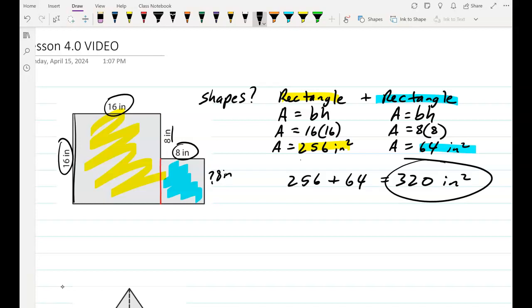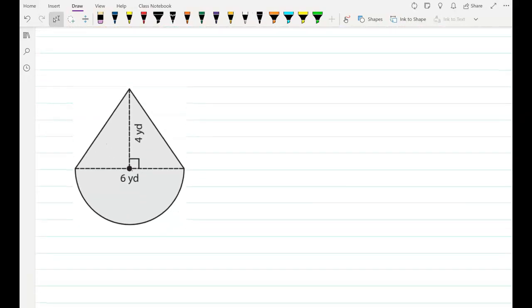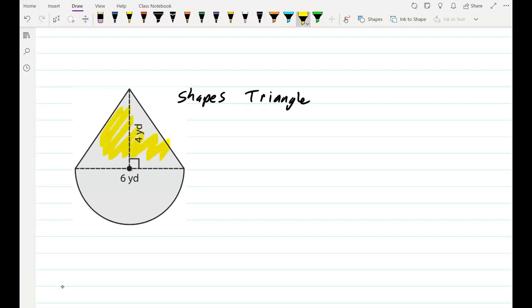Simple stuff. Let's look at another one. Oh, this one's quite interesting. This one kind of looks like a teardrop. So what are the shapes that make up this composite figure? Well, there's a triangle. You can see the triangle here. And added to the triangle is, well, that's half a circle. We call it a semicircle. A semicircle is a half circle.